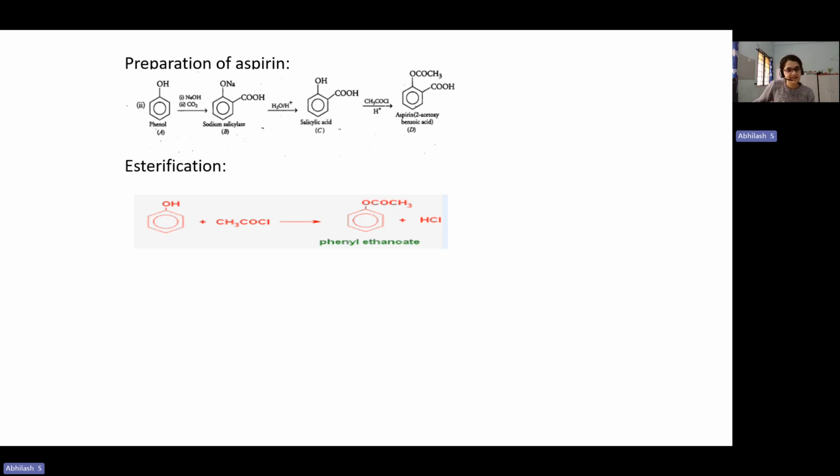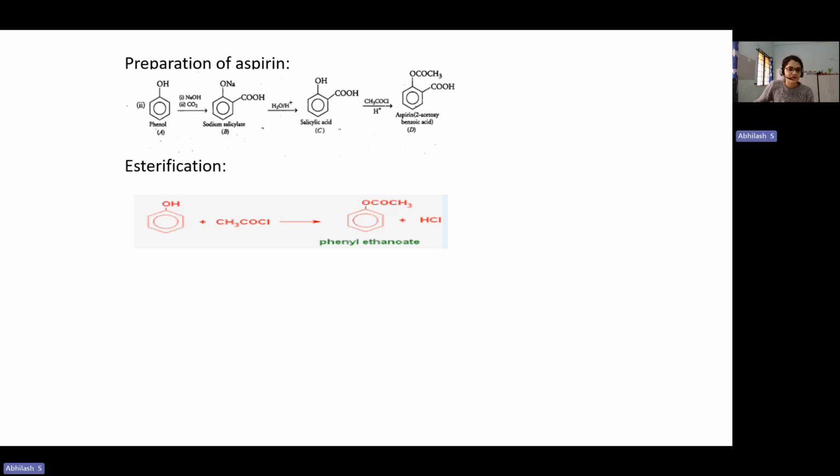When this salicylic acid reacts with acetyl chloride in an acidic medium, it leads to the formation of aspirin, which is the main important drug for pharmaceutical purposes that we consume.